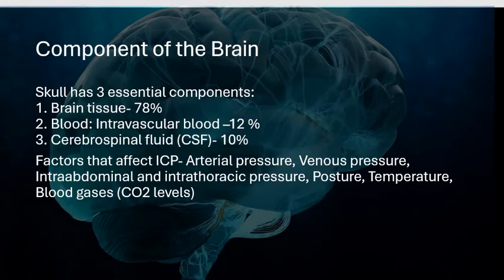Now, there are several factors that affect the intracranial pressure, such as arterial pressure, venous pressure, intra-abdominal and intrathoracic pressure, posture, temperature, and blood gas such as CO2. How exactly do they affect it? If we have an increase in arterial blood pressure, it increases the cerebral blood volume, which in turn raises the intracranial pressure. Similarly, if there is a decrease in arterial pressure, it reduces the cerebral blood flow and lowers the intracranial pressure. So with arterial pressure, if it increases, ICP increases. If it decreases, ICP decreases.